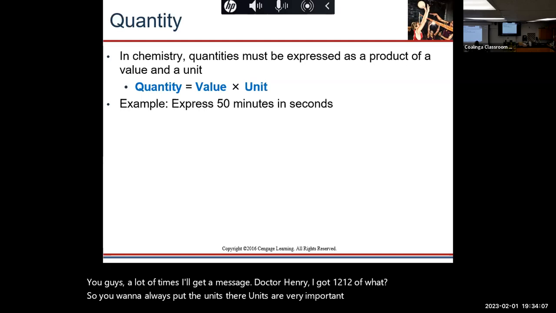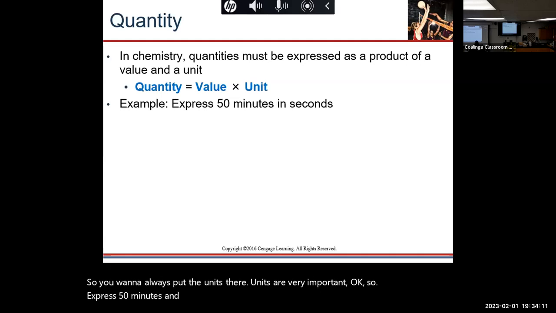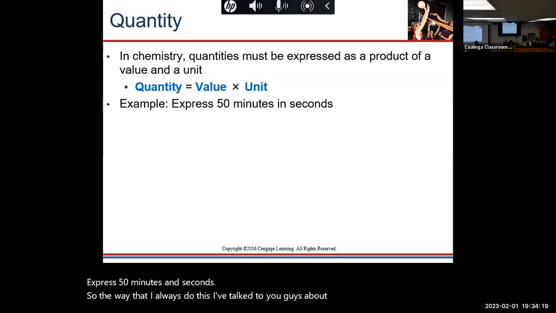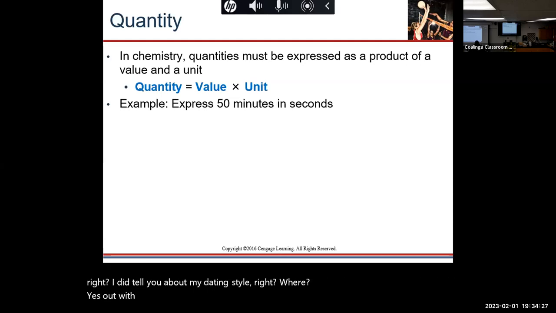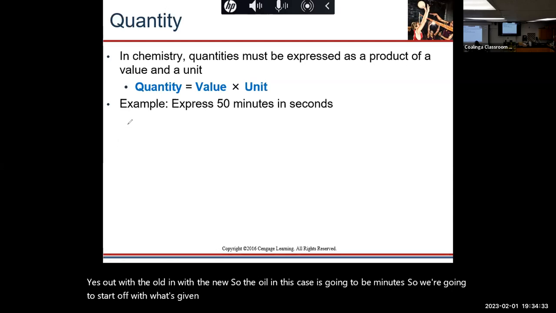So express 50 minutes in seconds. The way that I always do this, I talked to you guys about it, it's Dr. Henry Statement Style, right? Out with the old, in with the new. So the old in this case is going to be minutes. So we're going to start off with what's given first. So we have 50 minutes.